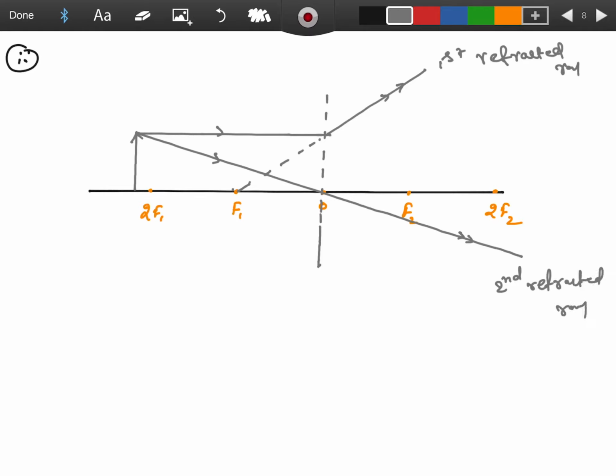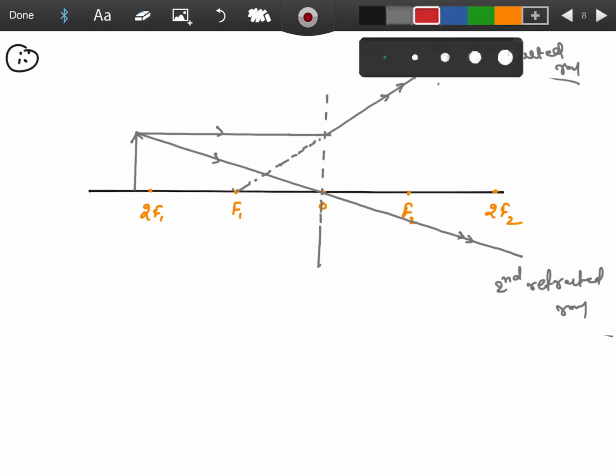These two refracted rays won't meet on the right hand side. See, this one and this one, how will they meet? They won't meet. That's why they appear to meet where the two refracted rays are extended. They appear to meet at this point. There you will get the image. See, this is the image, I represented it with the red color here. See the image, how it is. It is not highly diminished, it is diminished.